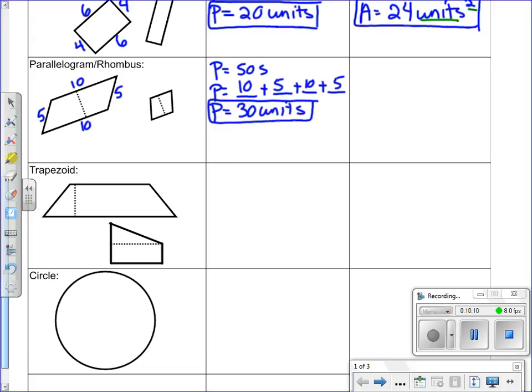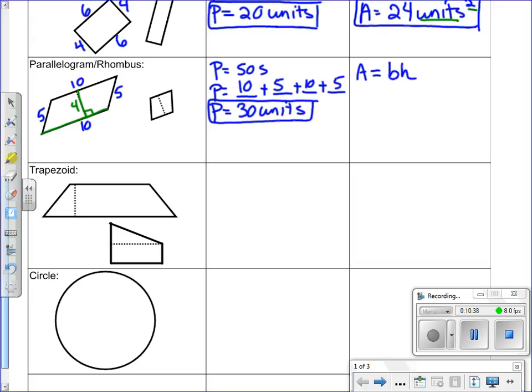Now with area, it's almost the same thing. We were talking about our square and rectangle being length times width. This is almost the same, only this time we're going to call it a base and a height, because we have a base and then we have the height here. Remember, the height's always perpendicular to the base. It gives you a right angle. So let's say this height is 4, and I'm going to use that as the height. So area is equal to base times height.